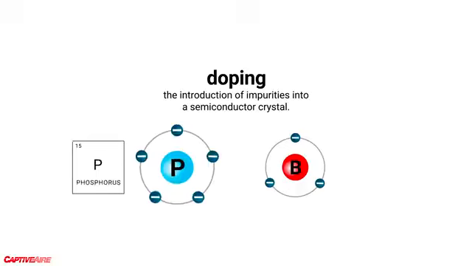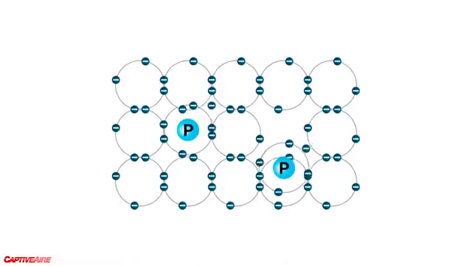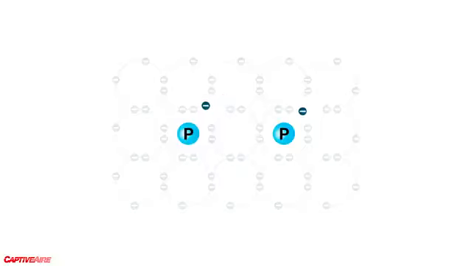So the first element is phosphorus. Phosphorus has 5 valence electrons. So when we mix a few of these atoms into the silicon structure, they'll fit right in, but they'll have an extra free electron which is somewhat able to move and wander around.